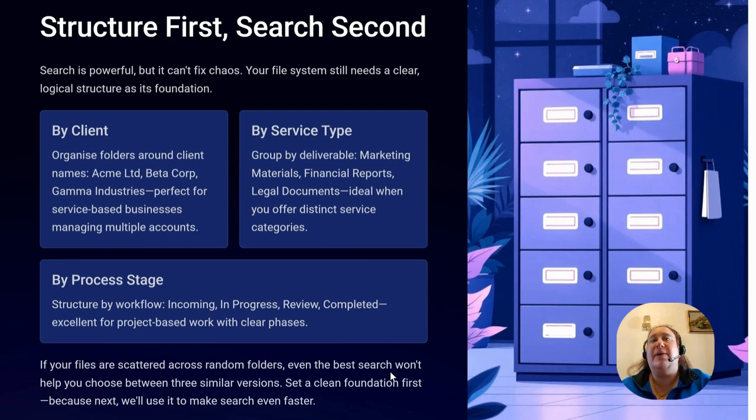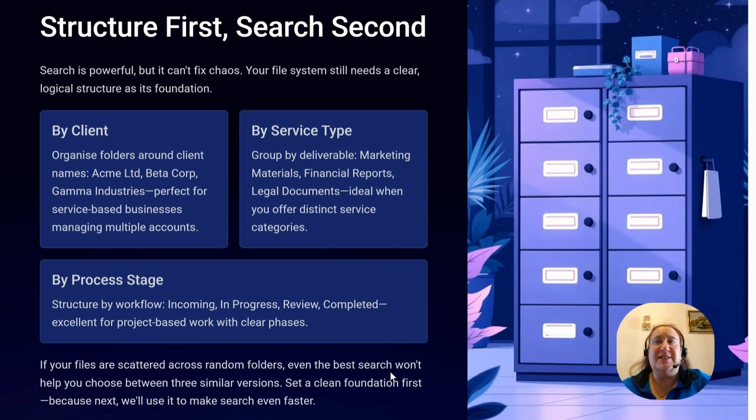Perhaps service type is better for how you work, so that could be the deliverables, depending on what your business creates. That could be marketing, reports, documents, whatever works for your distinct service categories. Then again, maybe process stage will work better for you, so that could be leads, incoming, in progress, review, completed. Great if you work in projects with clear phases.